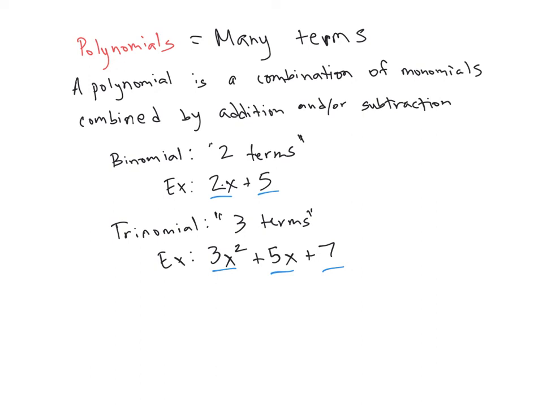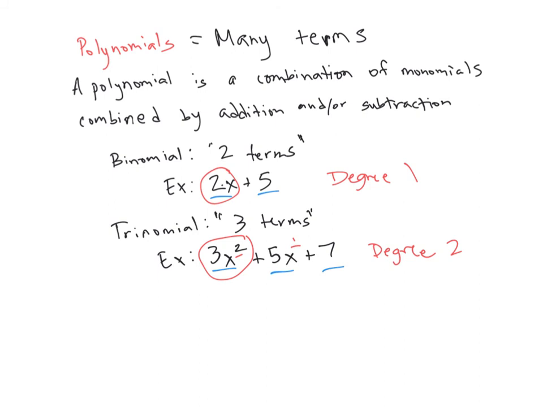Now, if we're talking about the degree of a polynomial, we would only look at its leading term. So the leading term would be like this one, the one of highest degree. So the degree of that binomial would be 1. Whereas for this one, you might be tempted to say 2 and 1, but you wouldn't. You would just look at the leading term, and the degree of that leading term would be 2. So the degree of that trinomial would be 2.